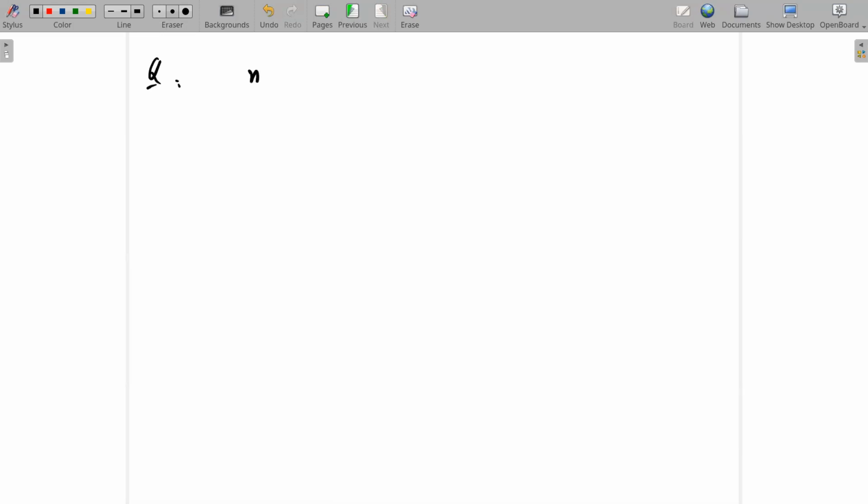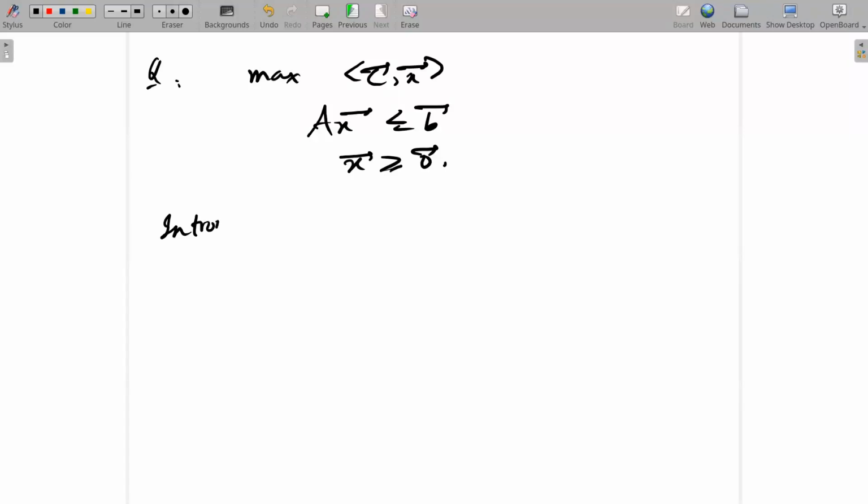So it will look like: maximize C dot X, so maximize this profit, given AX less than or equal to B and X bigger than or equal to 0. So you'll have all inequality constraints. Then you can easily reduce it to the previous form. We have already seen this in some of the assignment exercises. So what you do is introduce slack variables.